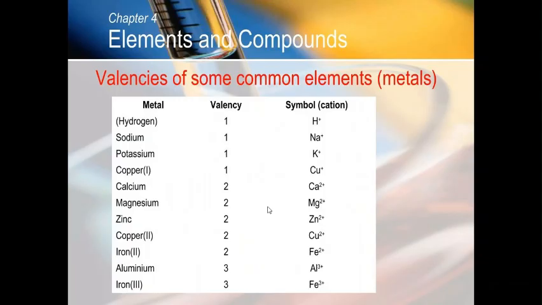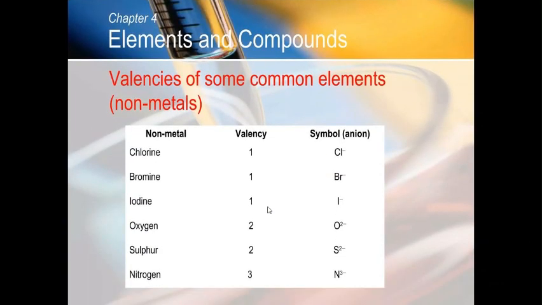Sodium 1, potassium 1, copper 1, calcium 2, magnesium 2, zinc 2, copper 2, iron 2, and we have aluminum, which is 3, and iron, which is 3.